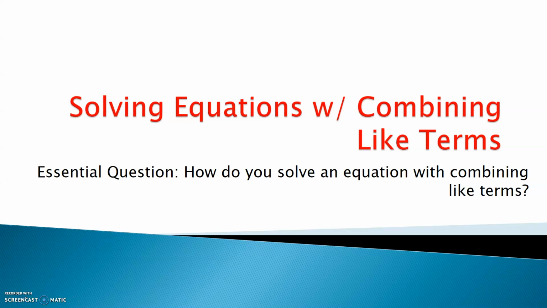All right, guys, what I need you to do at this point is copy the title like you normally do: solving equations with combining like terms. Again, we're going to talk about what happens when you have variables on both sides. So copy down that title and then move on. And at any point, guys, if you need to rewind or pause the video, please, please, please do so.